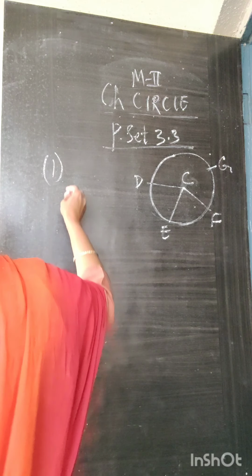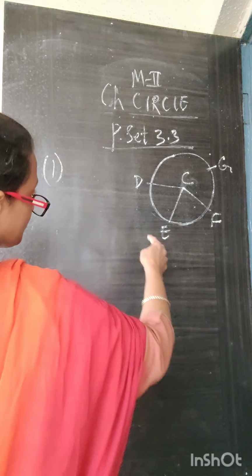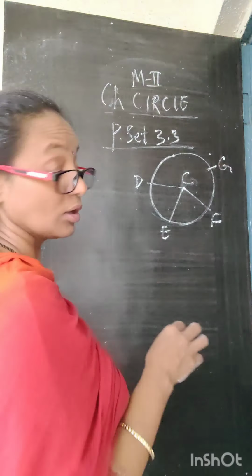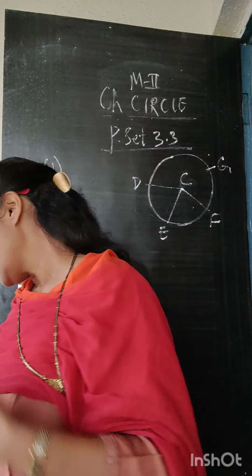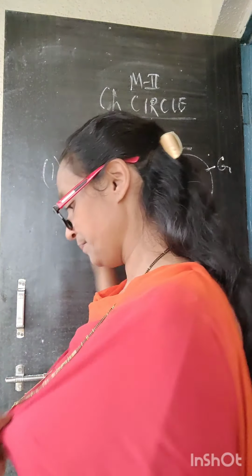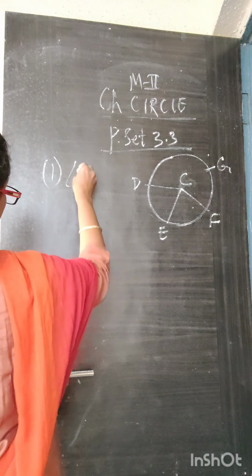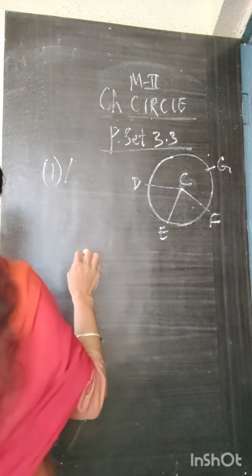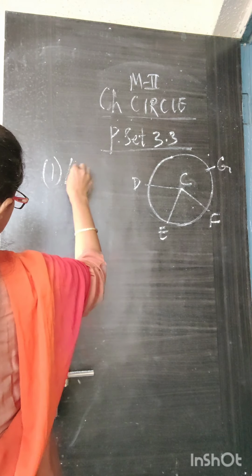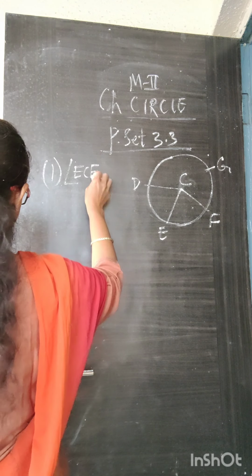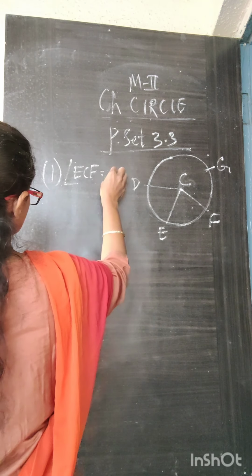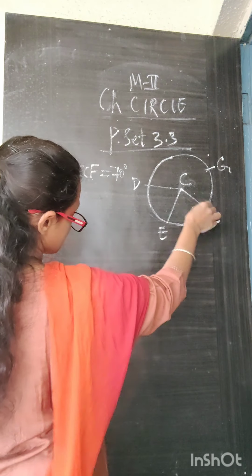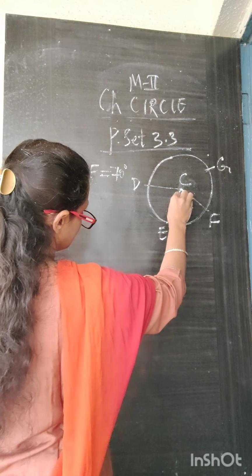What is given is that the points G, D, E, F are concyclic. Concyclic points means they are on the circle, so points on the circle are called concyclic points of a circle with center C. And the other information given is angle ECF. What is the angle ECF given? Angle ECF is equal to 70 degrees. So this angle ECF is 70 degrees.